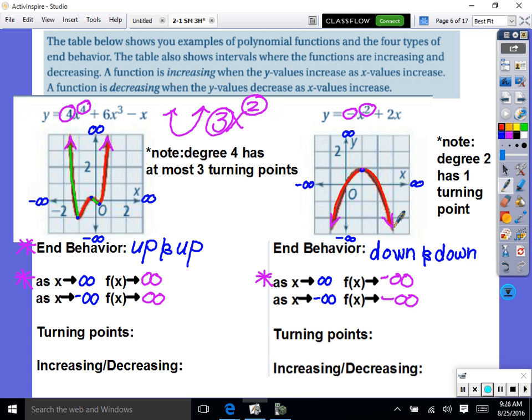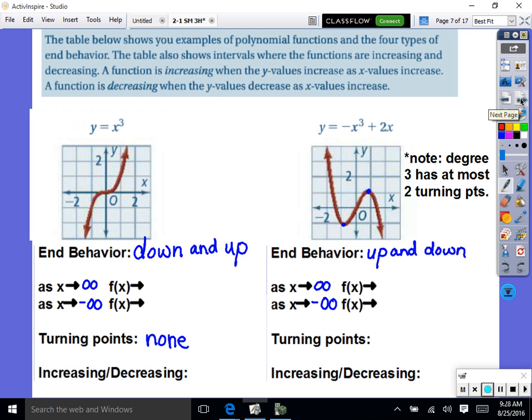Now, I wanted to say one more thing. Sorry, one more thing. There's just so much with this. So degree 4 has at most 3 turning points. Now, here's why. We have 1, 2, 3. If we were going up and then all of a sudden we curved back down, that would be 4 turning points, right, guys? Would that be able to be even end behavior? No, because it's not the same end behavior. So do you see how degree 4 can have at most only 3 turning points? Okay, awesome.